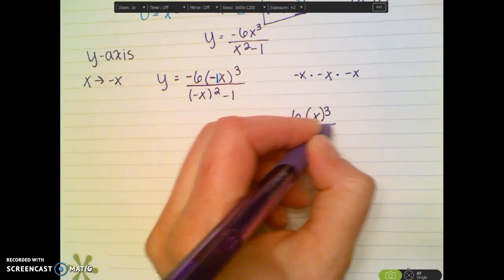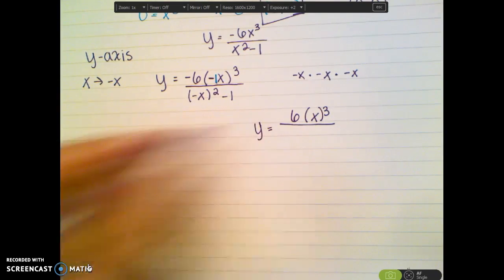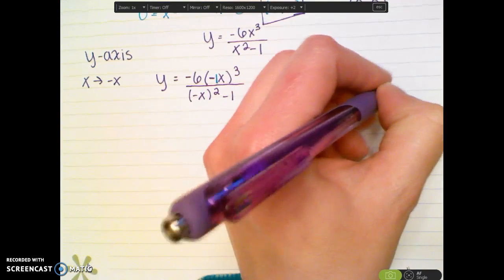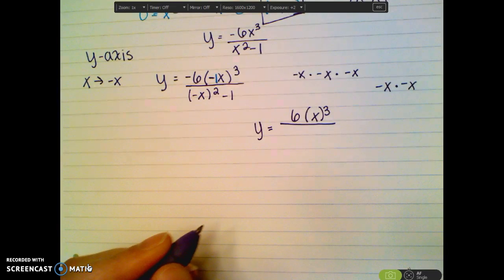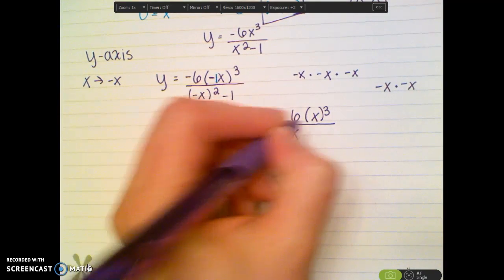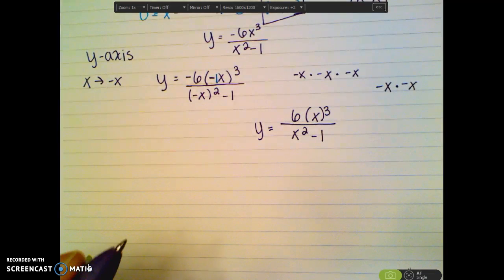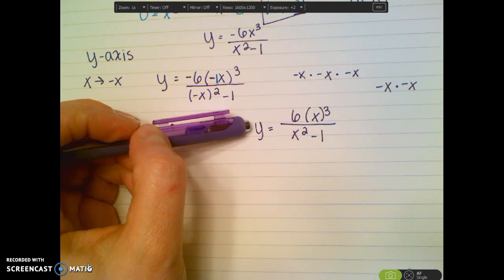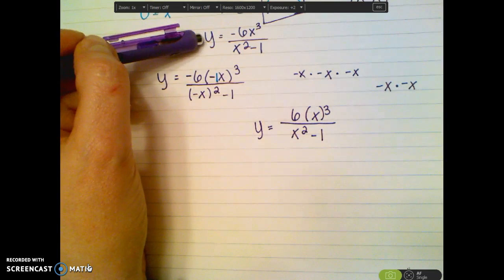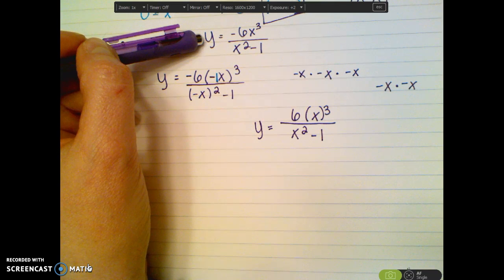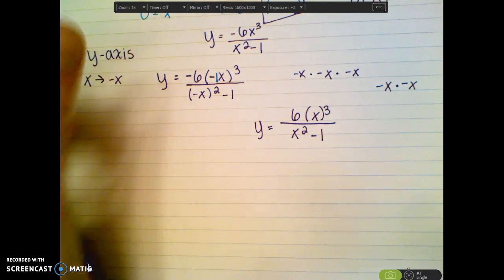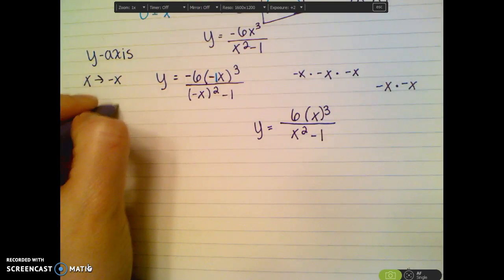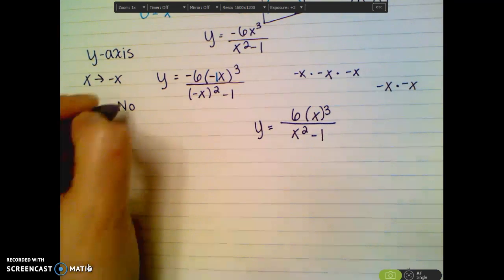Now on the bottom, we'll go ahead and fix that one. Down here, we're going to simplify this negative x squared. So now we're going to have a negative x times a negative x. And a negative times a negative, do you agree, is a positive. So now we have x squared minus 1. Okay. So in order to have symmetry, we have to say that this equation is the exact same thing as the original equation. Are they the exact same? The answer is no, because in this equation there's a negative, and in this equation there's not a negative. So the answer is no, it does not have y-axis symmetry.